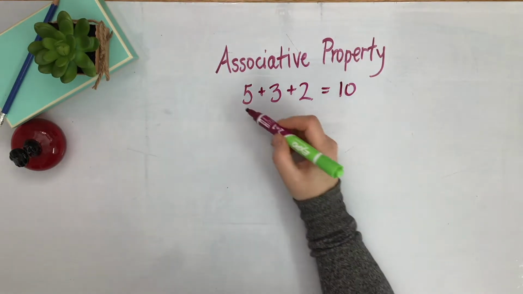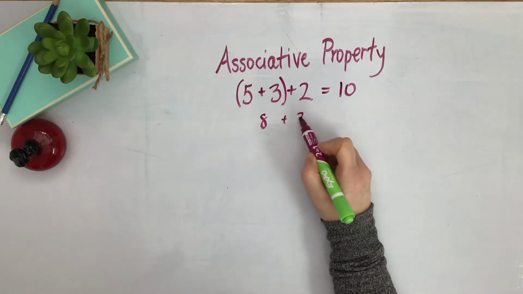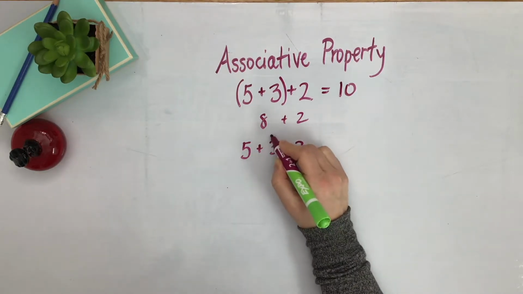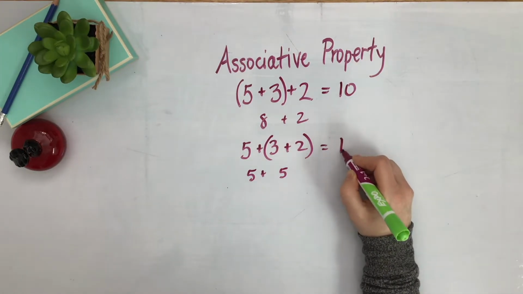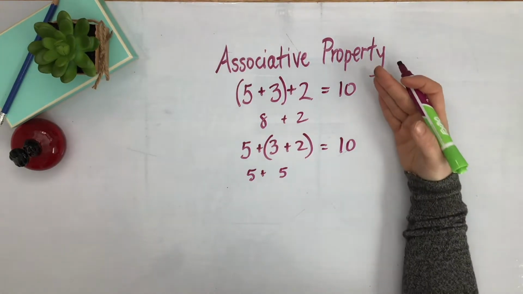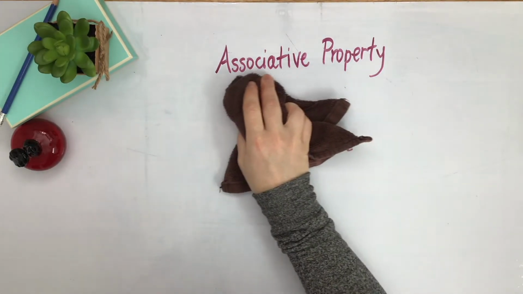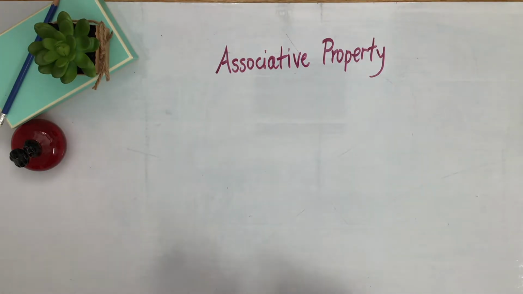And I'll get the 10 whether I add the 5 and the 3 together first to get 8 plus 2, or whether I add the 3 and the 2 together first to get 10. It doesn't matter how I group my numbers when I'm adding, the sum will be the same. So we're going to use this handy property of addition to help us make friendly numbers when we're adding decimals. That's one option we have when we're adding decimals. There are other strategies we can use, but here's a good one.